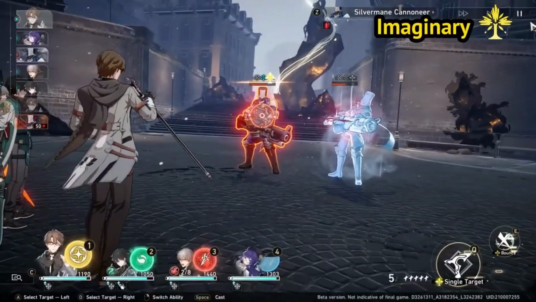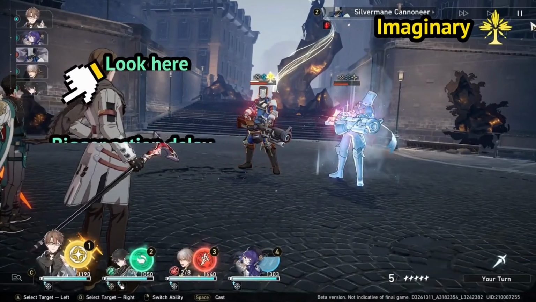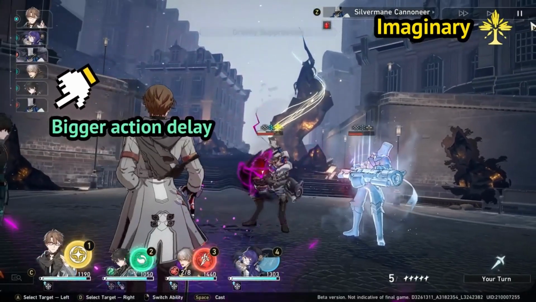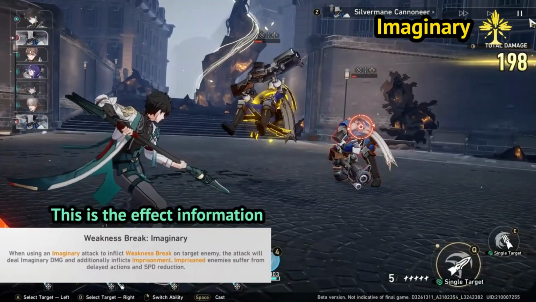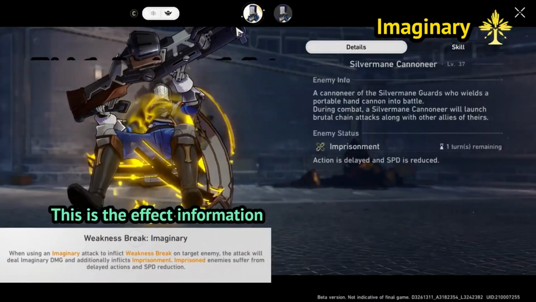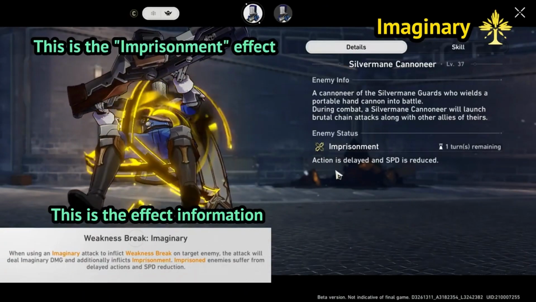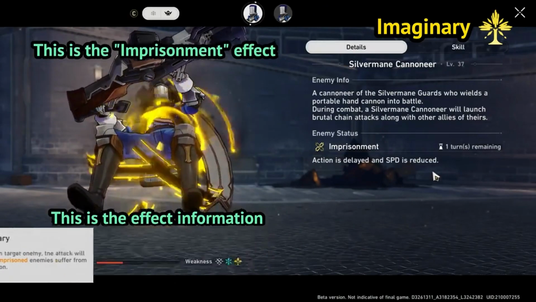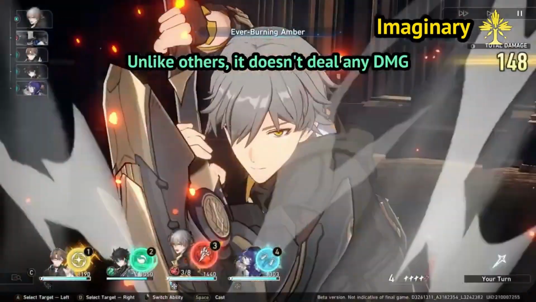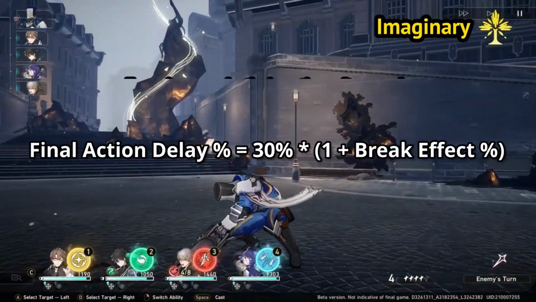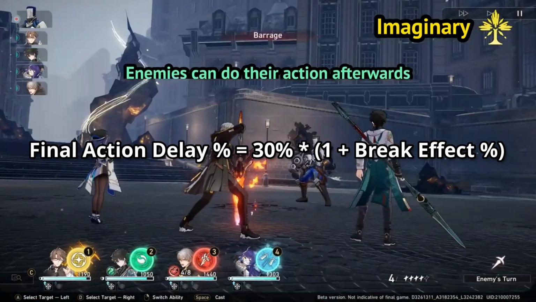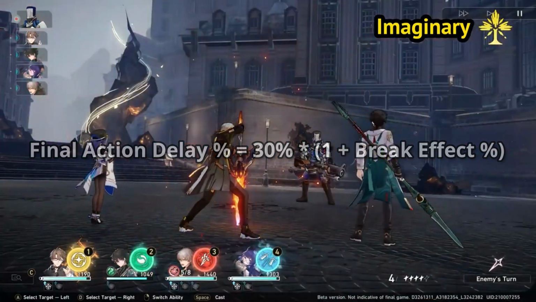Imprisonment, Imaginary. When triggering a toughness break with an Imaginary character, enemies become imprisoned. Imprison applies a 10% speed debuff as well as 30% action delay. This action delay is affected by break effect percentage, but the speed debuff is not. The action delay value is described in the equation: final action delay percentage equals 30% times the quantity of 1 plus break effect percentage.